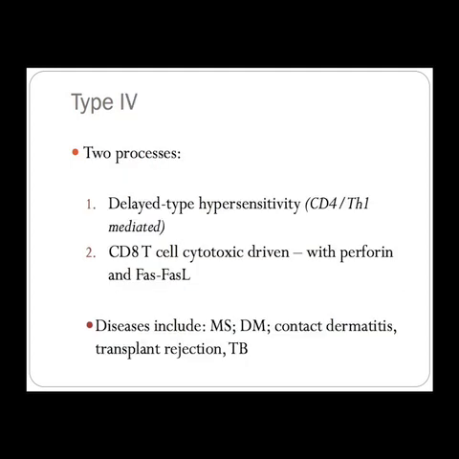In type 4 hypersensitivity, there are two separate processes that may occur. These are delayed type hypersensitivity, which is a CD4 plus Th1 mediated process driven by exposure to antigens by antigen-presenting cells, production of IL-12, then further secretion of interferon gamma, IL-2, tumor necrosis factor alpha, which act to recruit further phagocytes to the site of exposure, and ultimately, if the antigen is non-degradable or persistent, leading to the formation of granulomas characterized by epithelioid macrophages.